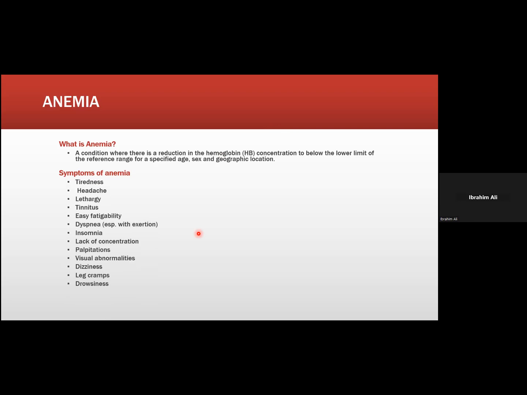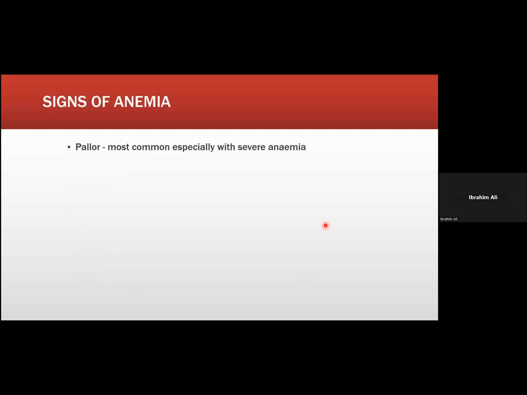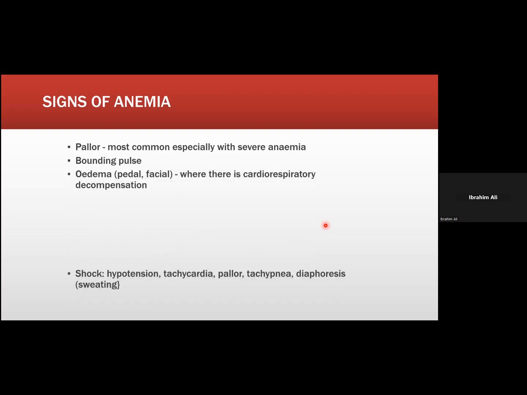So the symptoms of anemia are as many as you can see. We have general weakness, easy fatigability, dyspnea, especially during exercise. We'll have palpitation, dizziness, swellings like edema of the legs, and on the face we'll see facial puffiness and so on. For the signs, the most important one is pallor. You see the patient be pale. That's the most common in most cases of anemia, especially with severe anemia.